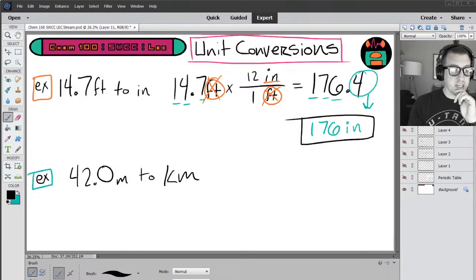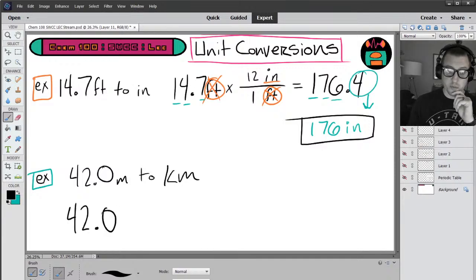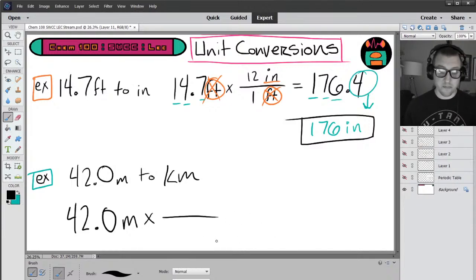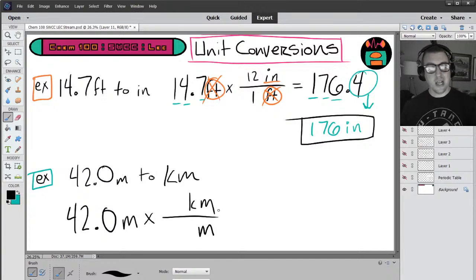All right, let's do 42 meters to kilometers. So 42.0 meters, we need to convert to kilometers. Now, again, I'm not even going to think about numbers. I am just going to plug in my units. I want meters to cancel, so I'm going to put meters in my denominator. I want to be left with kilometers, so that goes up in the numerator.